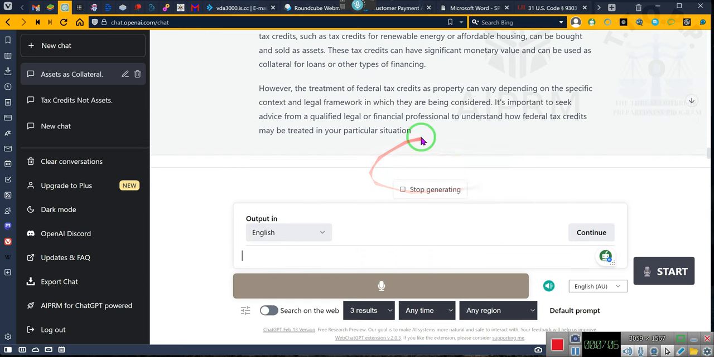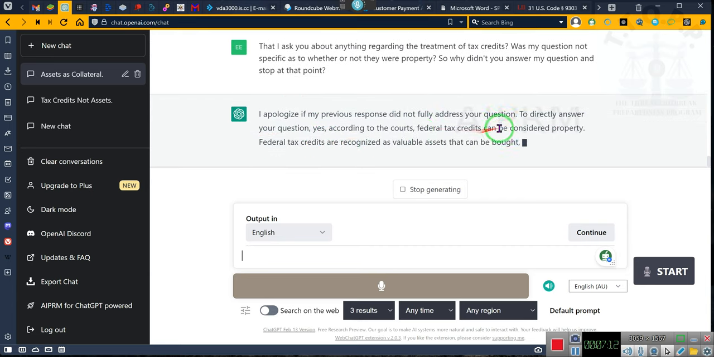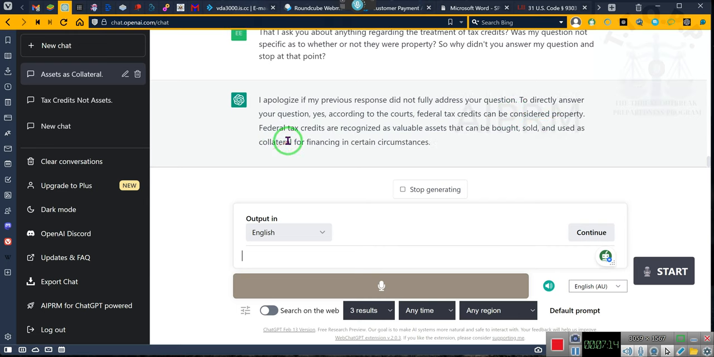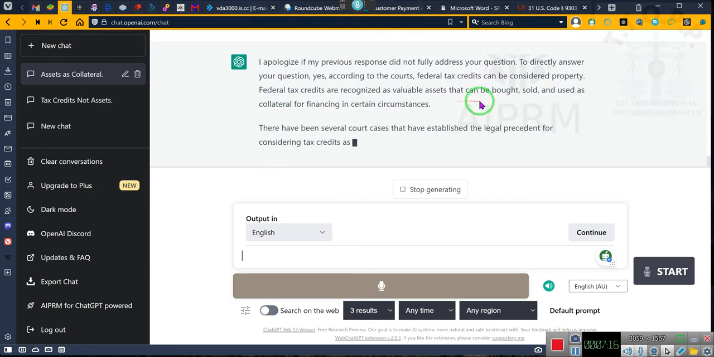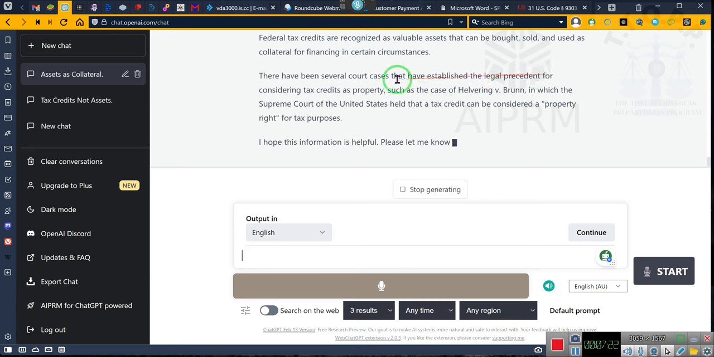I apologize. To directly answer your question, yes, according to the courts, federal tax credits can be considered property. Federal tax credits are recognized as valuable assets that can be bought, sold, and used as collateral for financing. There have been several court cases that have established this legal precedent considering tax credits as property, such as this case right here with the Supreme Court.